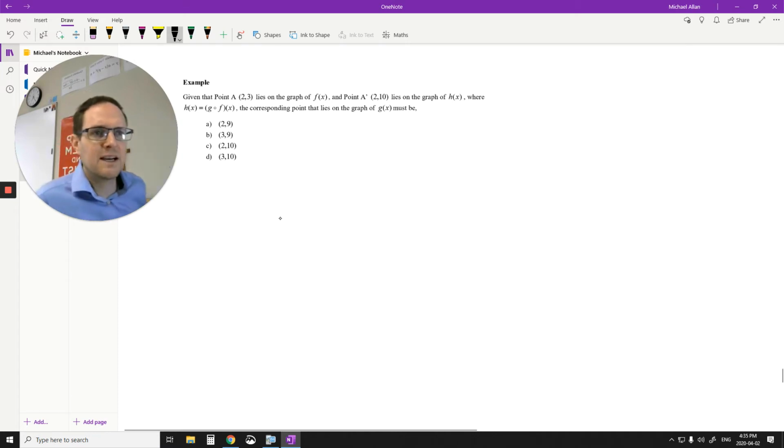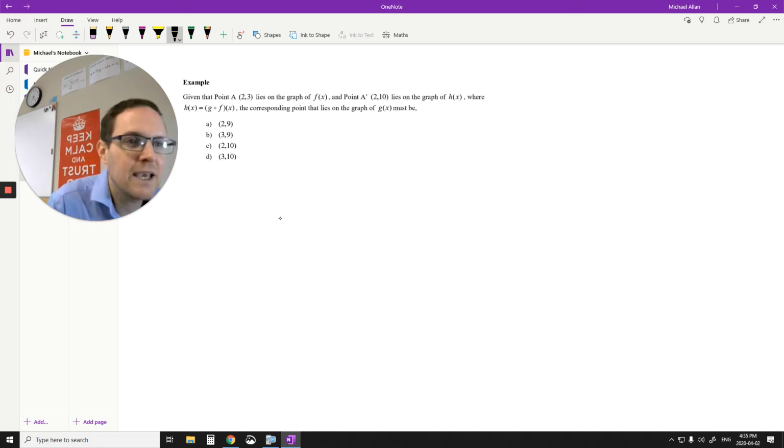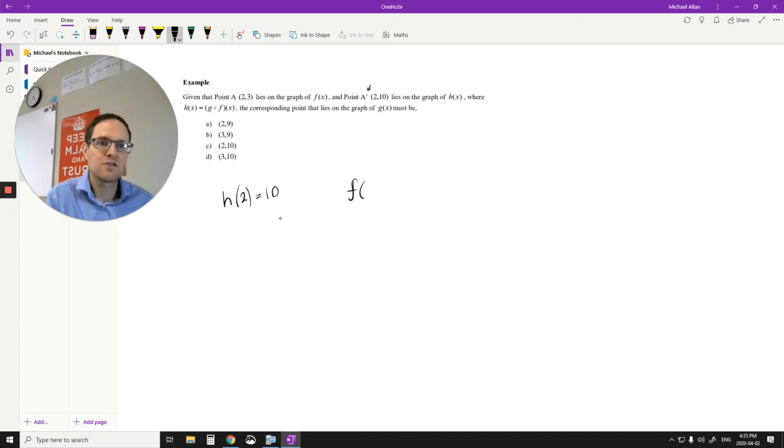Okay, so this one here kind of asks you to figure out what point must lie on g of x. Right. So if I were to put in a point, it says here point A lies on f of x, point A prime, so that's just another point, a different point, with the same x value, lies on h of x. So they're saying that if I put a 2 into h of x, I should get a 10 out. Okay? If I put a 2 into f of x, I should get a 3 out.